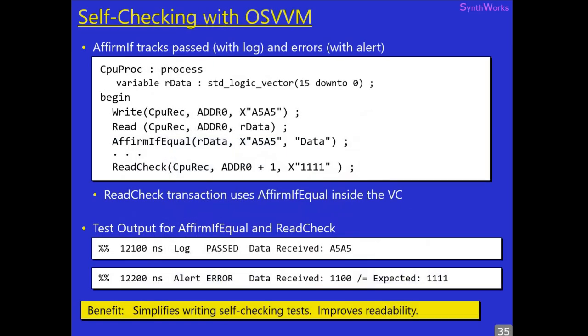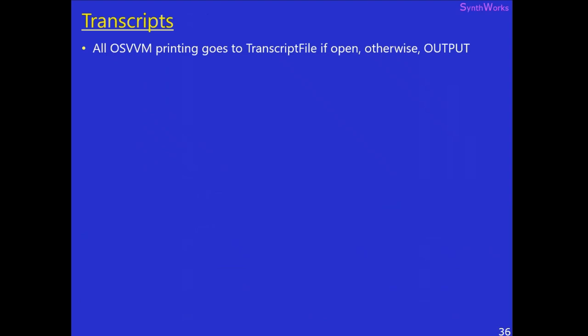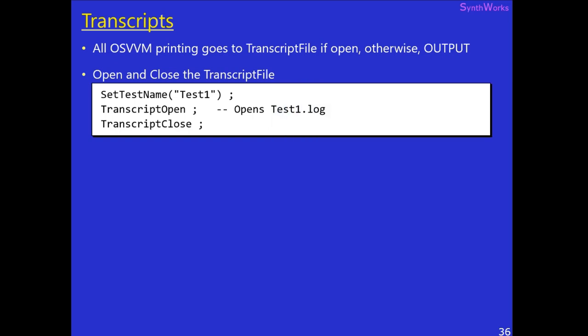We've already talked about affirmatives. This is just the same thing with read and write instead of send and get. Transcripts. So again, all of the OSVVM printing goes to a file object named transcript file. If it's open, it goes there. If it's not, then we print to output, just the console window.